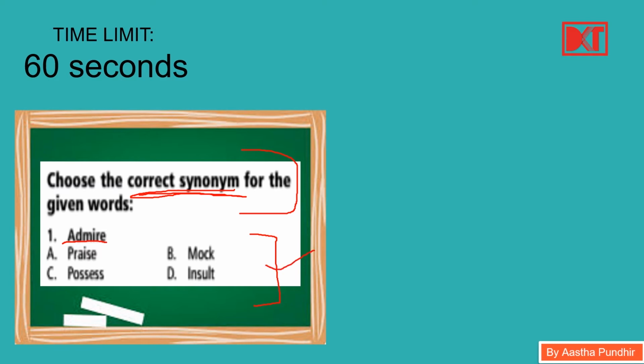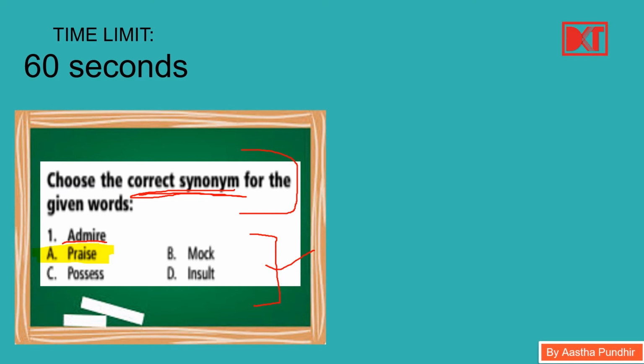Alright, let's start. The word here is admire. The options are A. Praise, B. Mock, C. Possess, D. Insult. Now, what are synonyms? Synonyms are the words which mean the same. So here, the correct answer is A. Praise. Admire and praise mean to appreciate someone and say good things about them. That's what praising or admiring is.